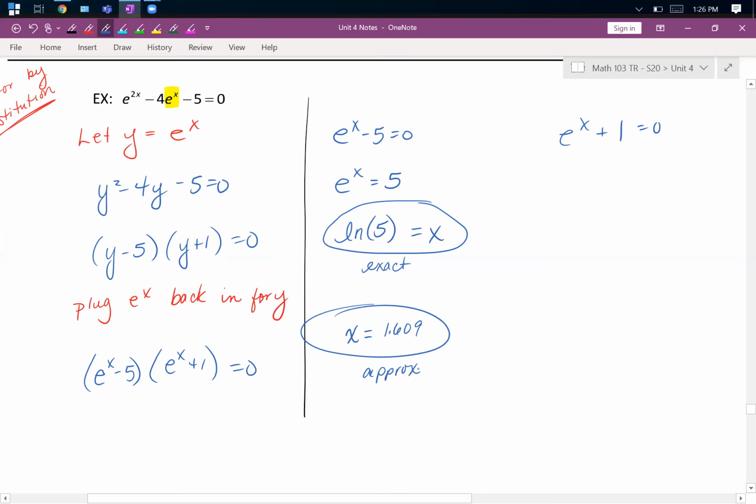We'll do the same steps to solve e to the x plus 1 equals 0. We'll start by isolating the e to the x, and then we'll rewrite it in logarithmic form. Again, log base e, natural log of -1 is equal to x. So that is our exact answer, but what do you know about the natural log of -1?